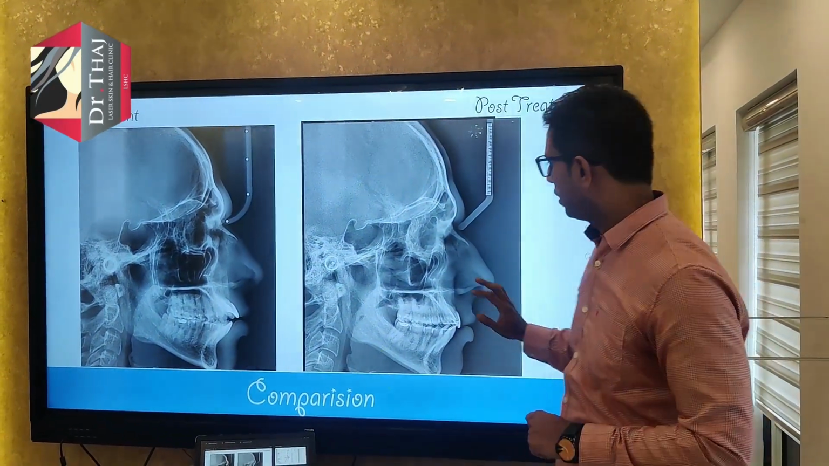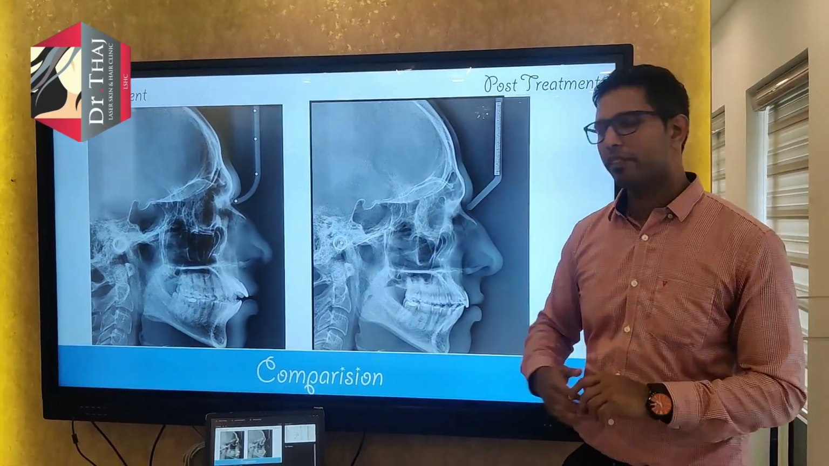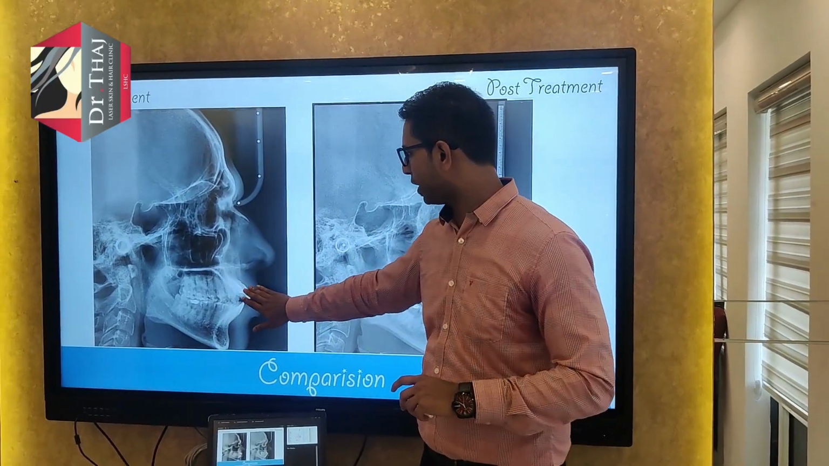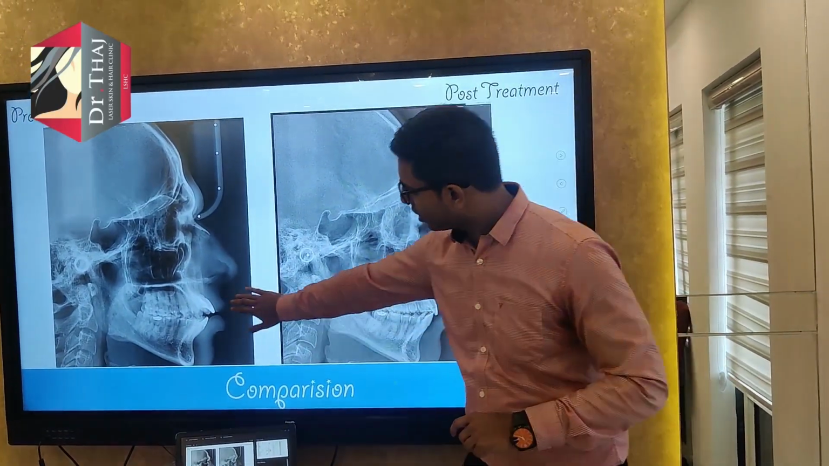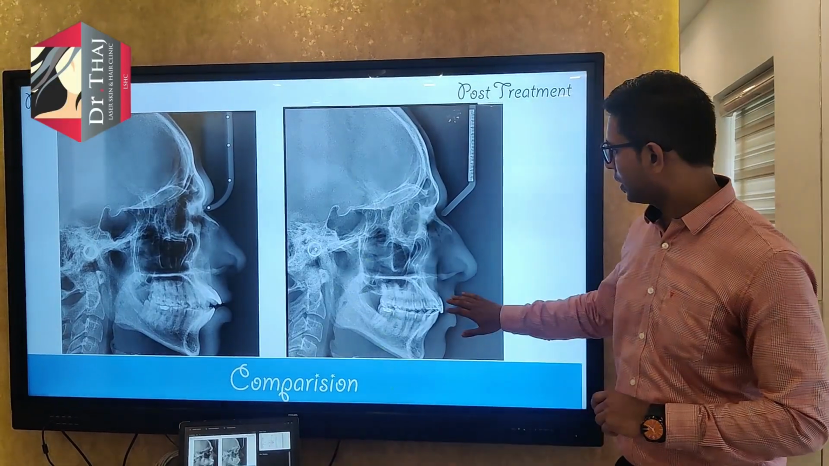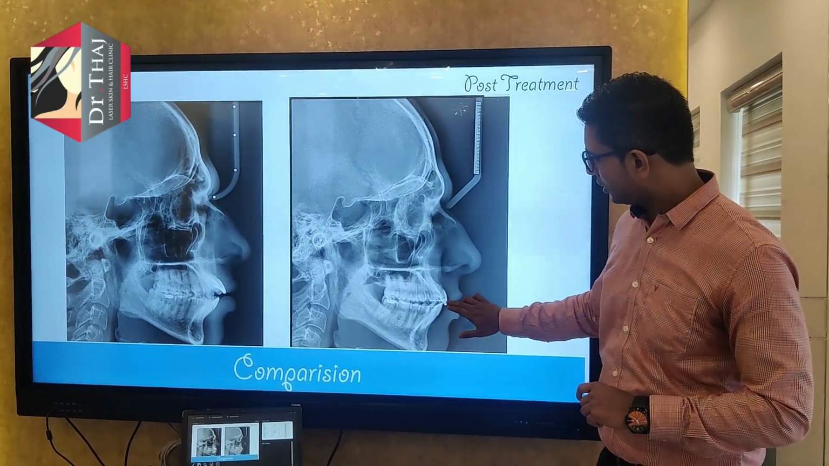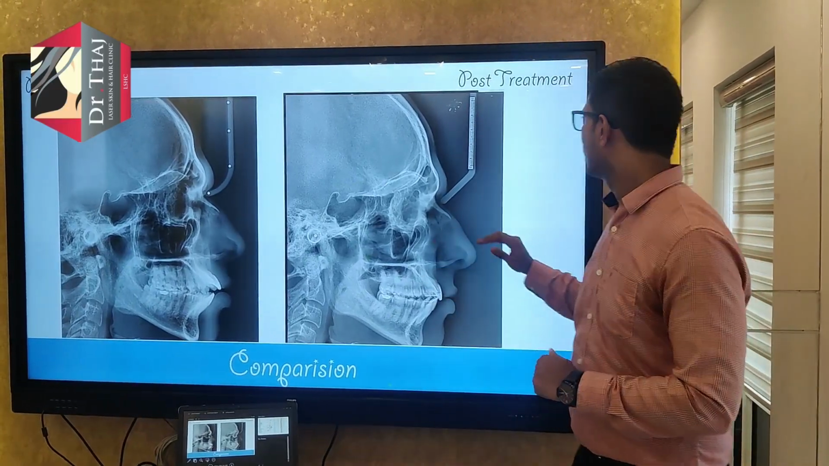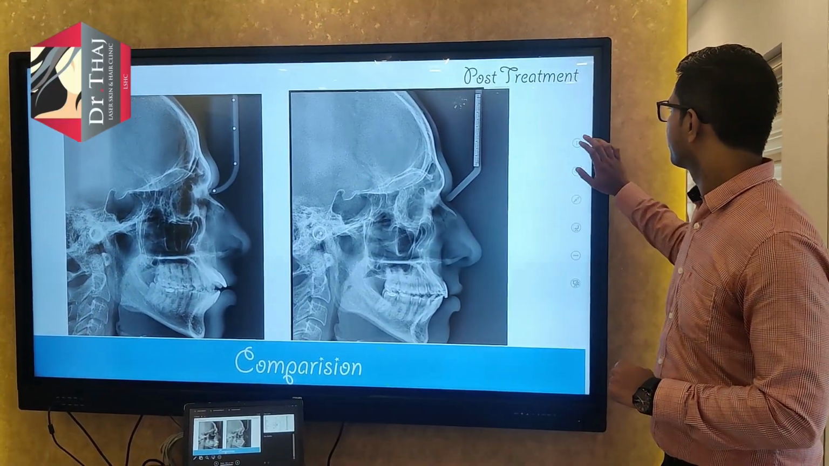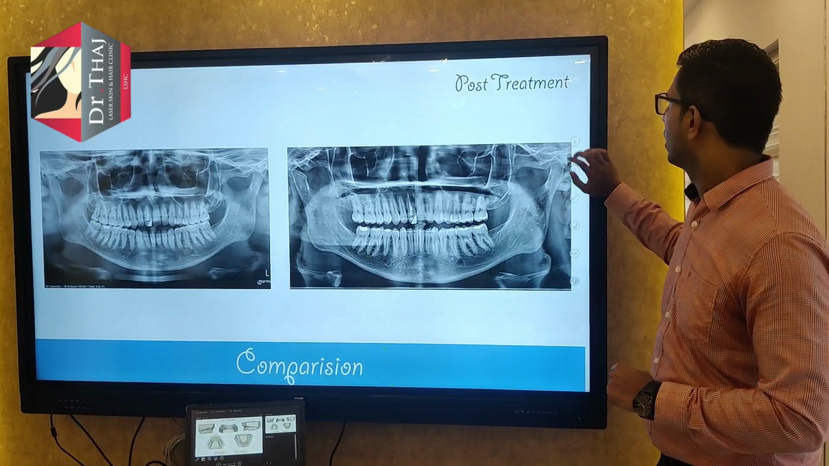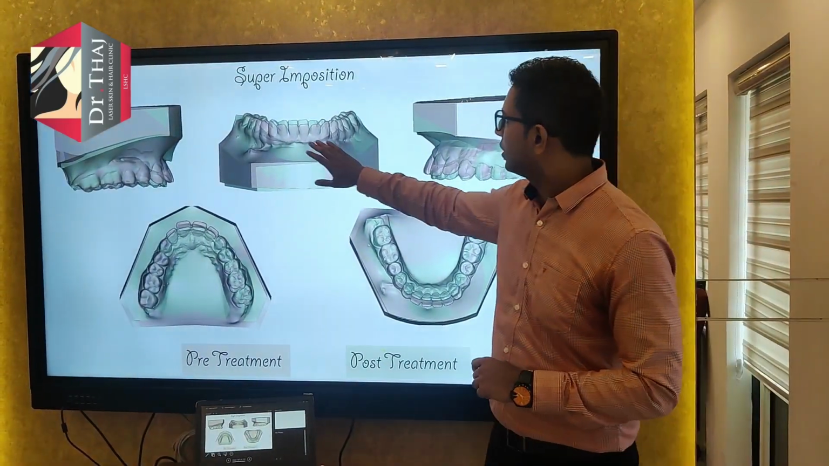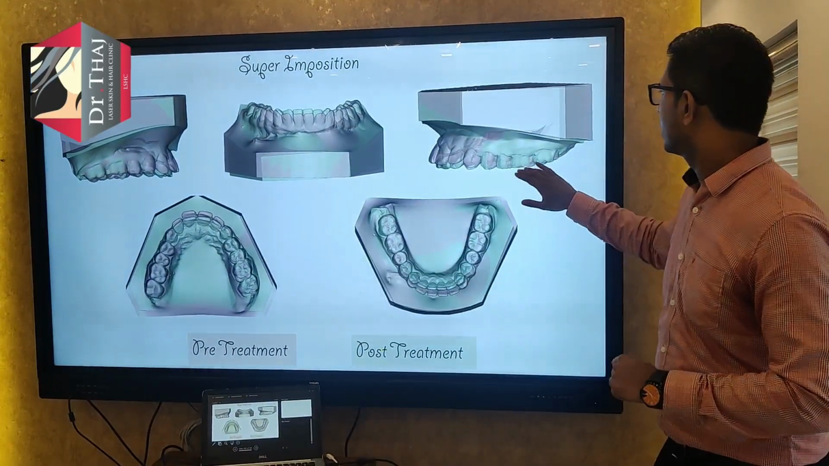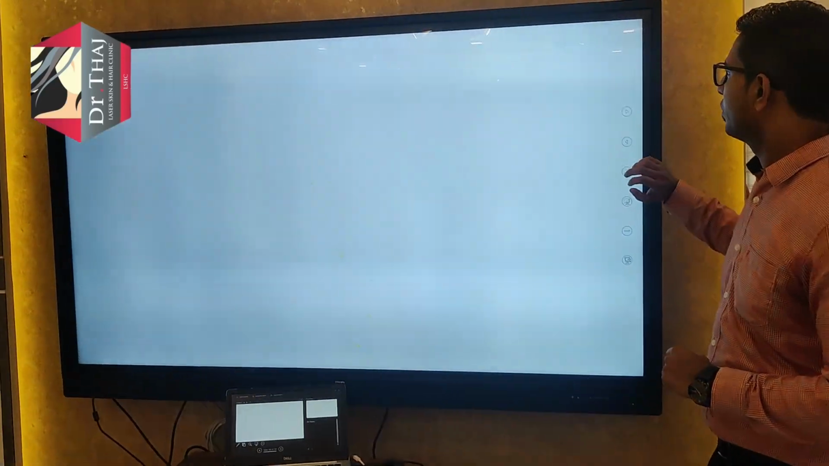So you can see that at the end of the day, what do we look at? We look at how your lower lip and upper lip are in relation to your upper and lower teeth. As you can see here, the lower teeth are going to be lying somewhere in the upper teeth, restricting them from coming forward. So this you can see we have done a superimposition of the same so that we can understand what type of tooth movement we have done.